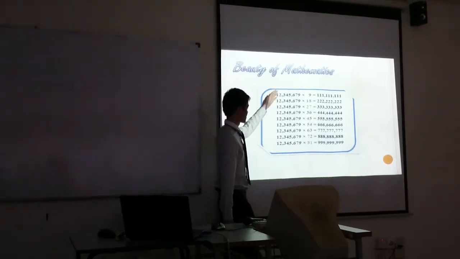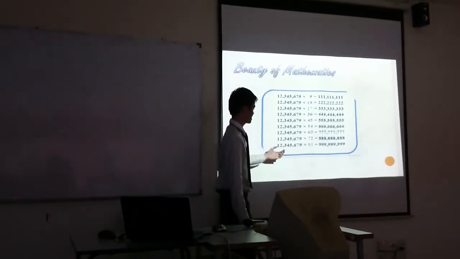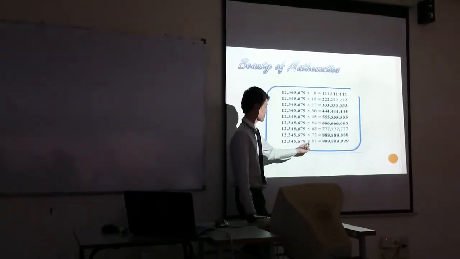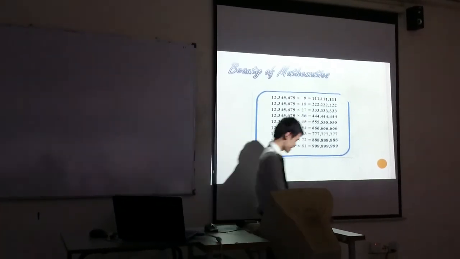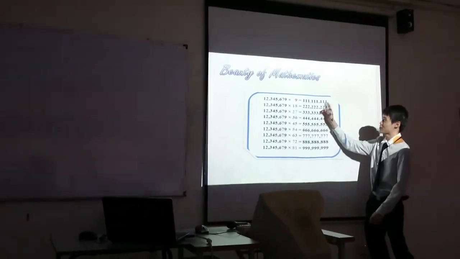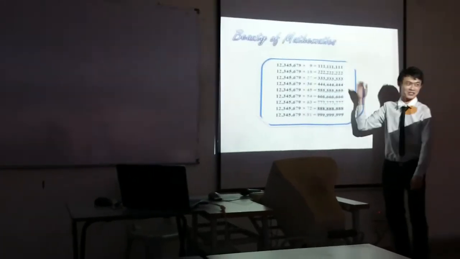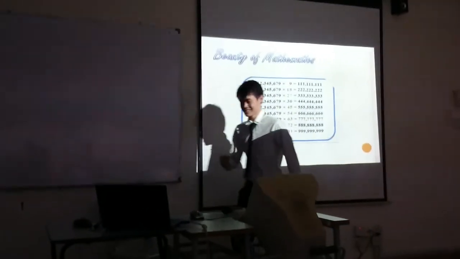What do you see here? On the left hand side of the equation, you can see there's a fixed number multiplied with a sequence of multiples of 9. And we end up with the right hand side of the equation with 1, 1, 1, 1, 1, 1, 2, 2, 2, 2, 2, 2, and so on. Wow!